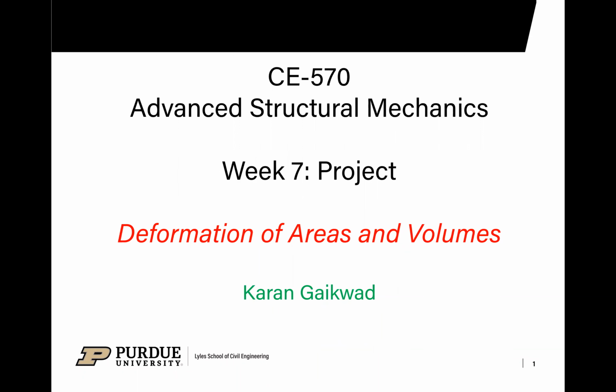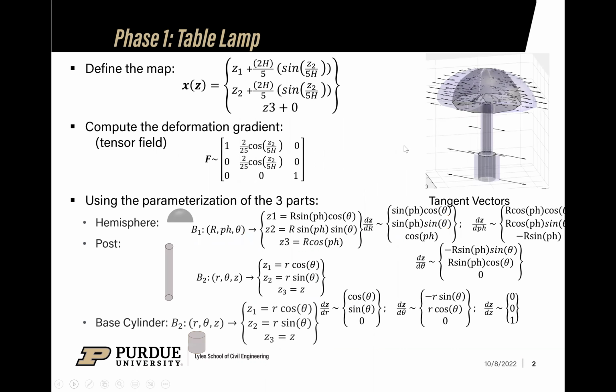Welcome to the week 7 project for advanced structural mechanics. The topic for this week's project is finding out the deformed areas and volumes for the composite body. The composite body that I've come up with is a combination of a hemisphere and two cylinders, which combine together to form a table lamp.